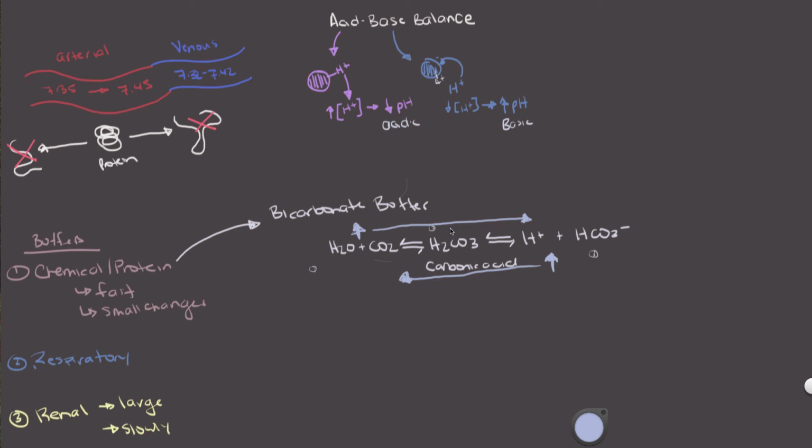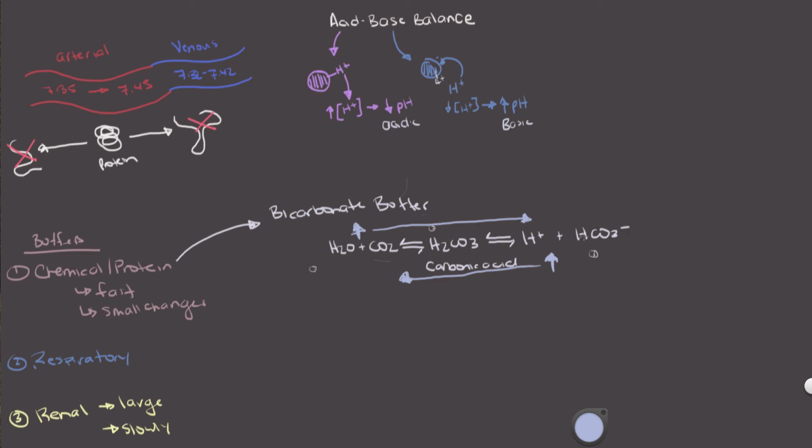So the bicarbonate buffer system is made up of H2O and CO2, which shifts into H2CO3, which is carbonic acid. There's an enzyme that works here, which is called carbonic anhydrase, that's going to facilitate that reaction. And then H2CO3 can break down further into H plus and HCO3 negative, and that can shift in the other direction as well.